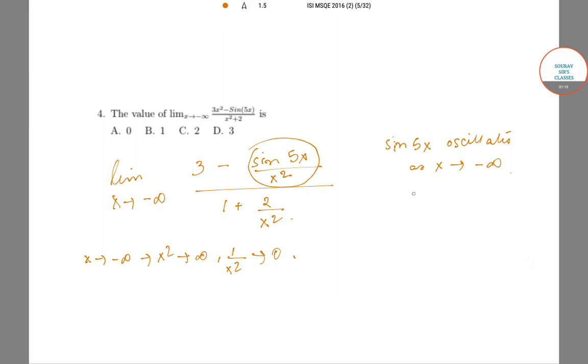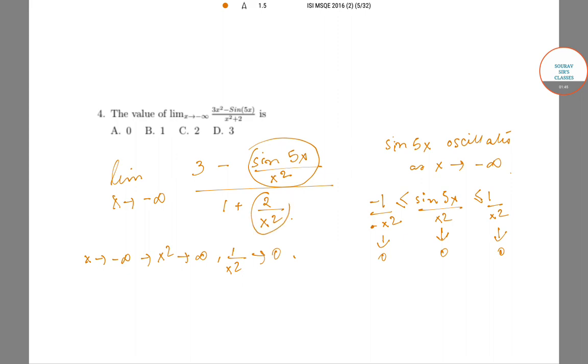and so sin 5x is always less than or equal to 1, greater than or equal to −1. So sin 5x / x² is less than or equal to 1 / x², greater than or equal to −1 / x². Now by applying the sandwich theorem, this goes to 0 and this goes to 0, which implies this goes to 0.